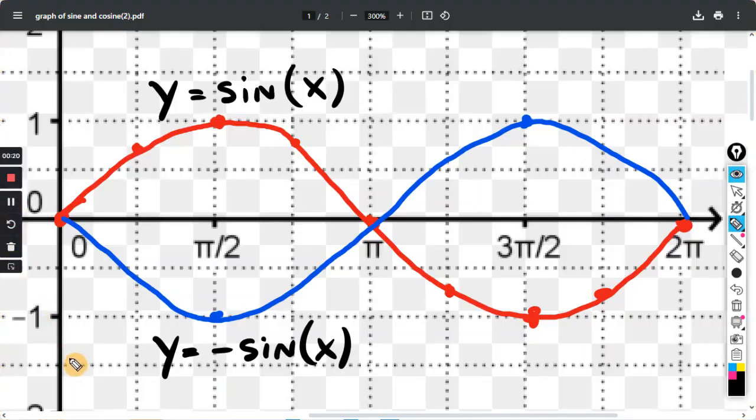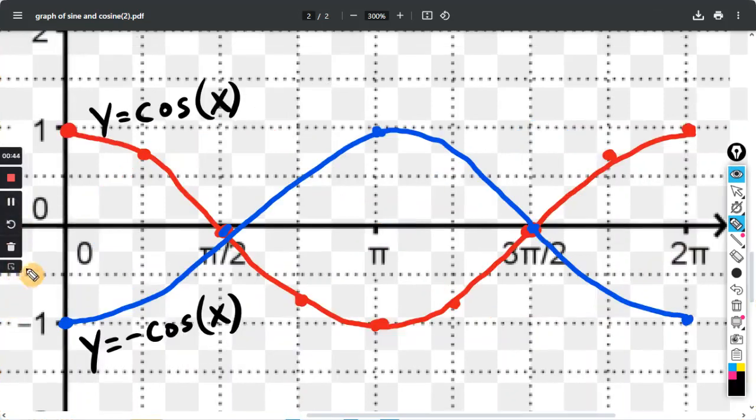All right, so you want to be familiar with the graph of y equals sine of x. That's this one here in red. And of course, y equals negative sine of x is the same as sine of x, but it is reflected over the x-axis. So the one in blue right here is y equals negative sine of x. Also, you need to be familiar with y equals cosine of x. So that is this graph here in red. And y equals negative cosine of x is the same as cosine of x, but it is reflected over the x-axis. So this one here in blue is y equals negative cosine of x. So you need to know those as well for this exercise.